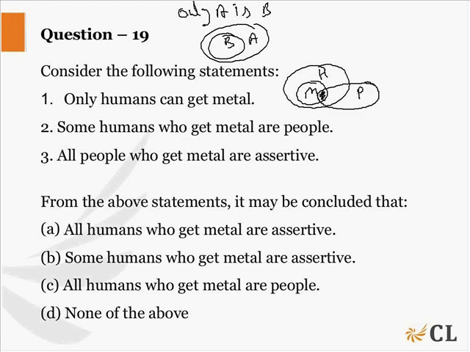All people who get metal are assertive. So this part, all people who get metal are assertive. Clear? This is the diagram. Now see this conclusions. All humans who get metal are assertive is wrong. Some human who get metal are assertive. This is right. He's talking about this part only.